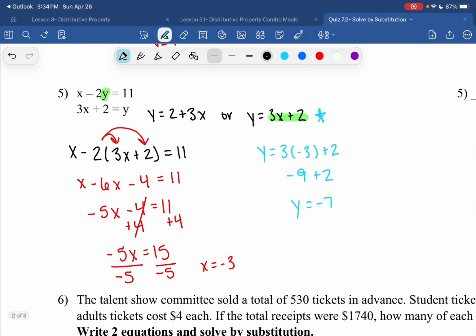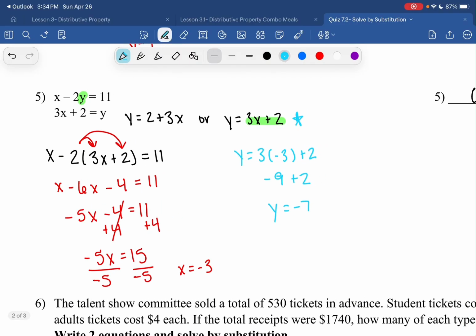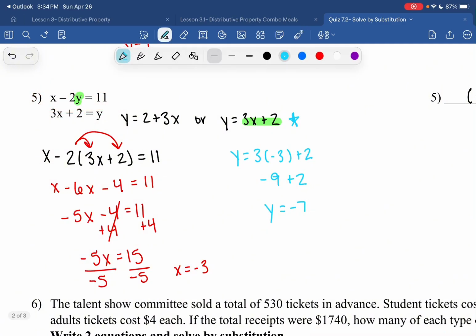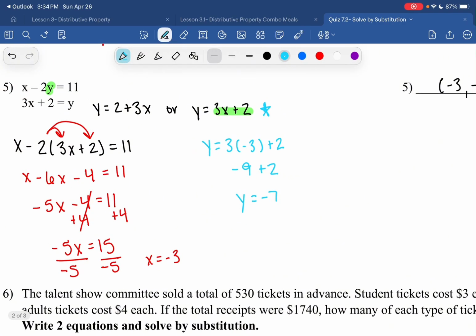Now, if for some reason you didn't plug it into the same one I did, right? So let's plug it in for this one here. x minus 2y equals 11. So now we have x is -3, minus 2y equals 11.